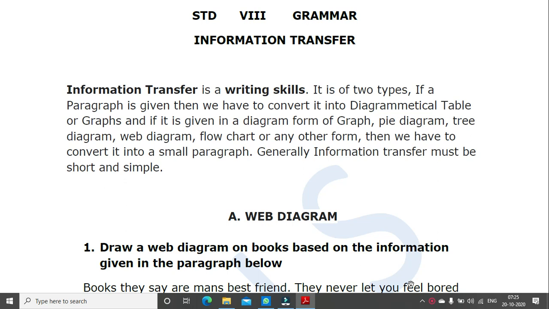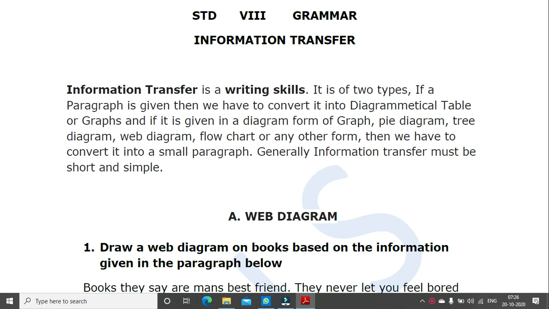Good morning, students. Today we will learn something totally new in grammar, that is information transfer. Now, what is information transfer? Information transfer is a writing skill, so it's part of writing skill, like your essays, your letters, your dialogues. So it is part of this writing skill.